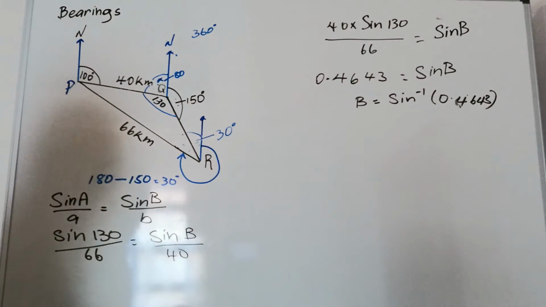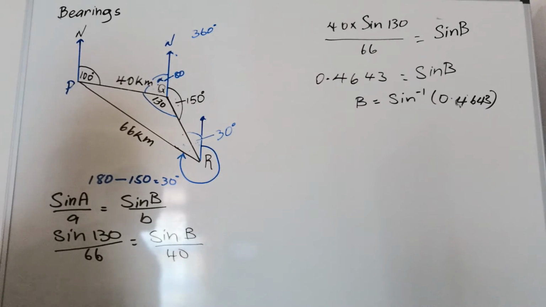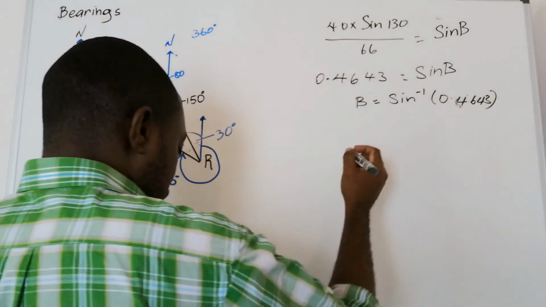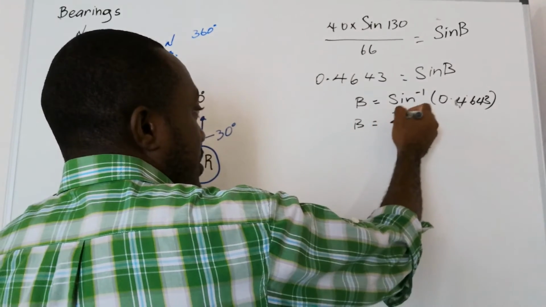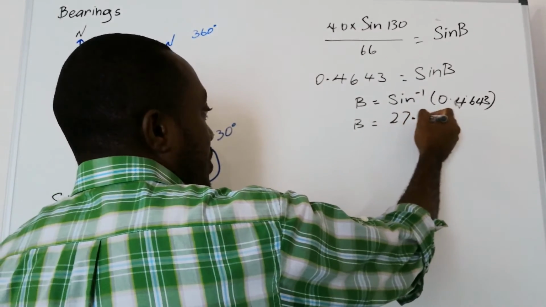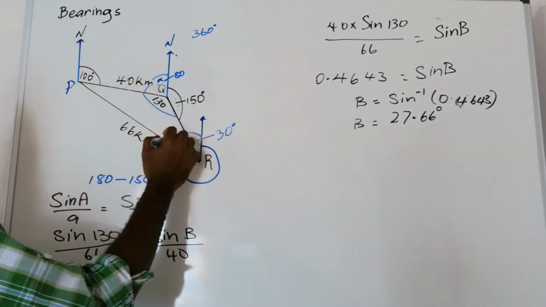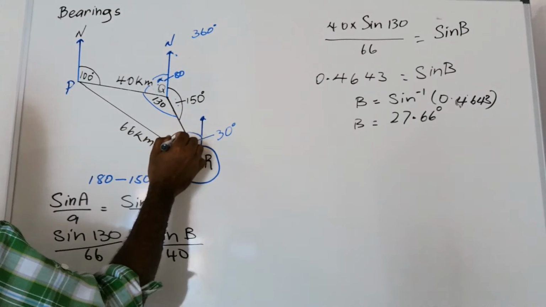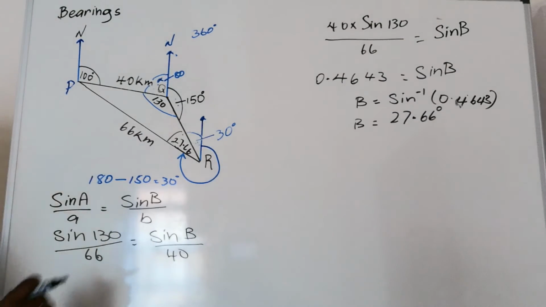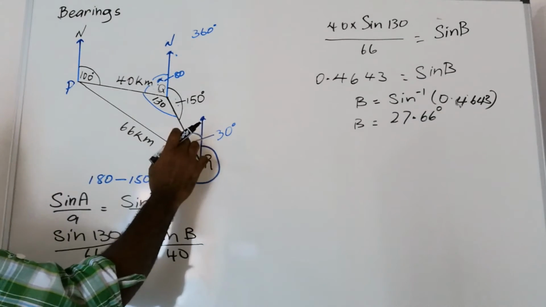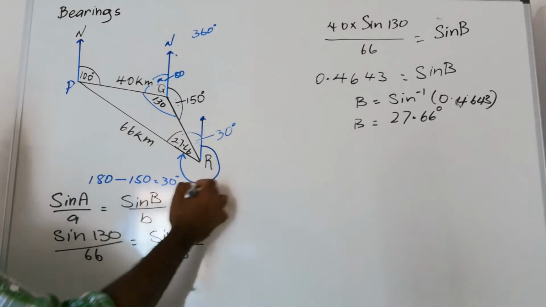Okay, so sine inverse of 0.4643 will give us approximately B equal to 27.66 degrees. So our angle here is 27.66 degrees. Now remember we said that if we know the sum of these two angles, and we subtract it from 360, we will get the bearing around.